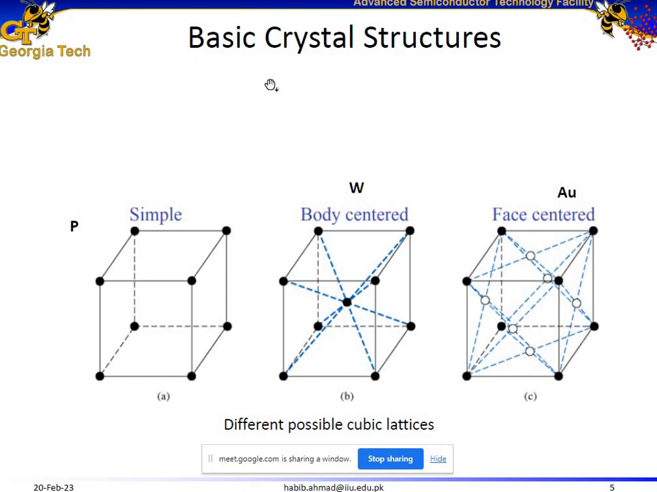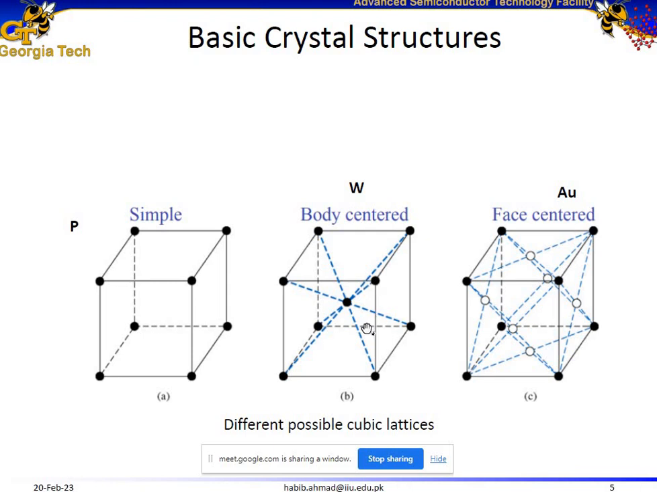Now, there are some basic crystal structures. One of them is the simple cubic, the other one is body-centered cubic, and the third one is face-centered cubic. In a simple cubic structure, we have 8 atoms. Each atom is located at each corner of the cube. So you can see here is a cube. The cube has 8 corners, and at each corner we have 1 atom, as you can already see. So this is called the simple cubic structure. An example of the simple cubic structure is, for example, phosphorus. Phosphorus has a simple cubic structure.